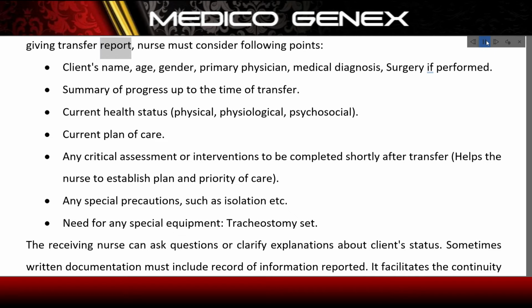While giving a transfer report, the nurse must consider the following points: client's name, age, gender, primary physician, medical diagnosis, surgery if performed, summary of progress up to the time of transfer, current health status, physical, physiological, psychosocial, current plan of care. Any critical assessment or interventions to be completed shortly after transfer helps the nurse to establish plan and priority of care. Any special precautions, such as isolation, etc. Need for any special equipment, tracheostomy set.